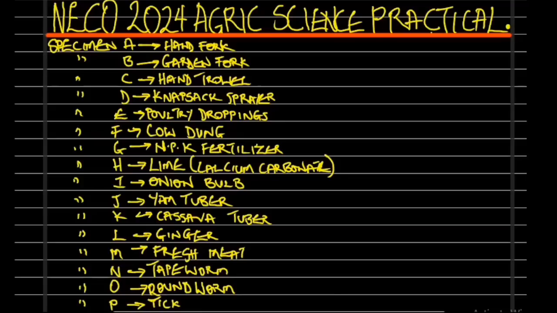So these that I have listed are the specimens that we'll be using for this particular discussion. Specimen A is the hand fork, and specimen B is the garden fork. Specimen C is hand thrower, specimen D is the knapsack sprayer, specimen E is the poultry droppings, specimen F is the cow dung, specimen G is the NPK fertilizer, specimen H is lime, which is the calcium carbonate, specimen I is onion bulb, specimen J is yam tuber, specimen K is the cassava tuber, specimen L is ginger rhizome, specimen M is fresh meat, specimen N is tapeworm, specimen O is roundworm, and specimen P is the tick. So all of these are the specimens that we'll be talking about as we explain them one after the other. Please try as much as possible to come along with us, follow us, and understand all that we'll be explaining stepwise.